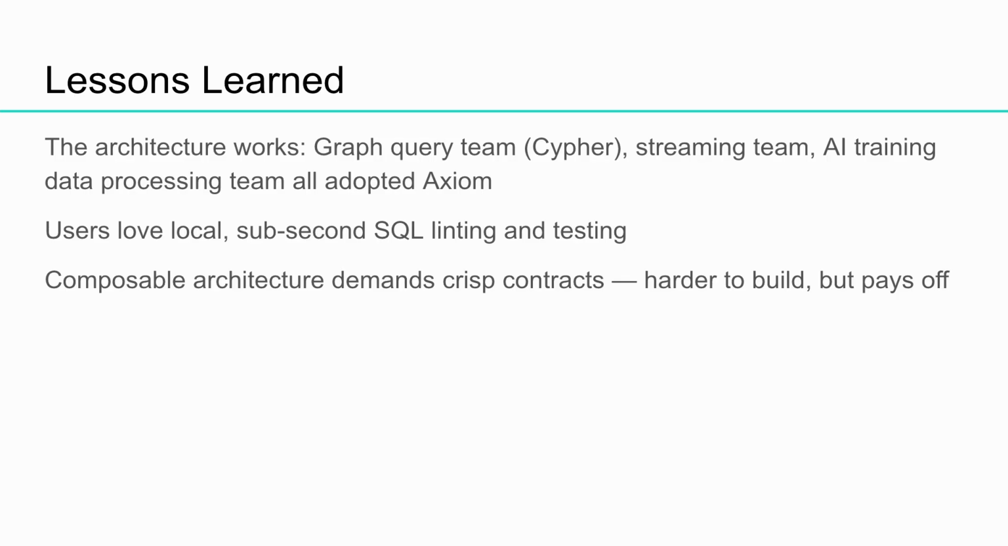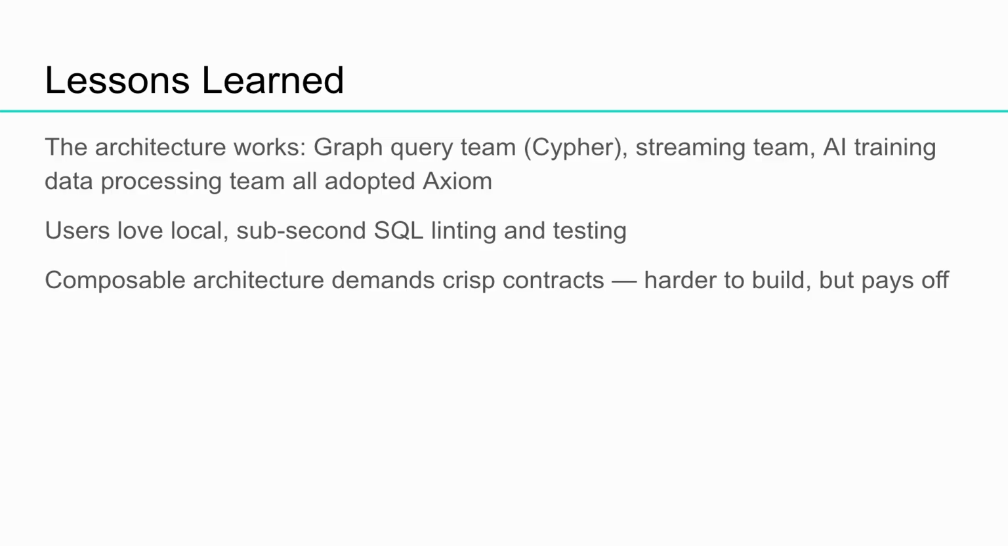As we build it out, we are learning that first, the architecture works beyond our regional use case. The Graph Query team built a Cypher front-end on top of Axiom. They produce Axiom's logical plan and use the optimizer's cost-based join reordering for graph pattern matching. The logical plan and optimizer work for non-SQL languages as well. Both the streaming and AI training data processing teams adopted Axiom's PrestoSQL parser to offer a SQL interface alongside their existing Python data frame APIs.